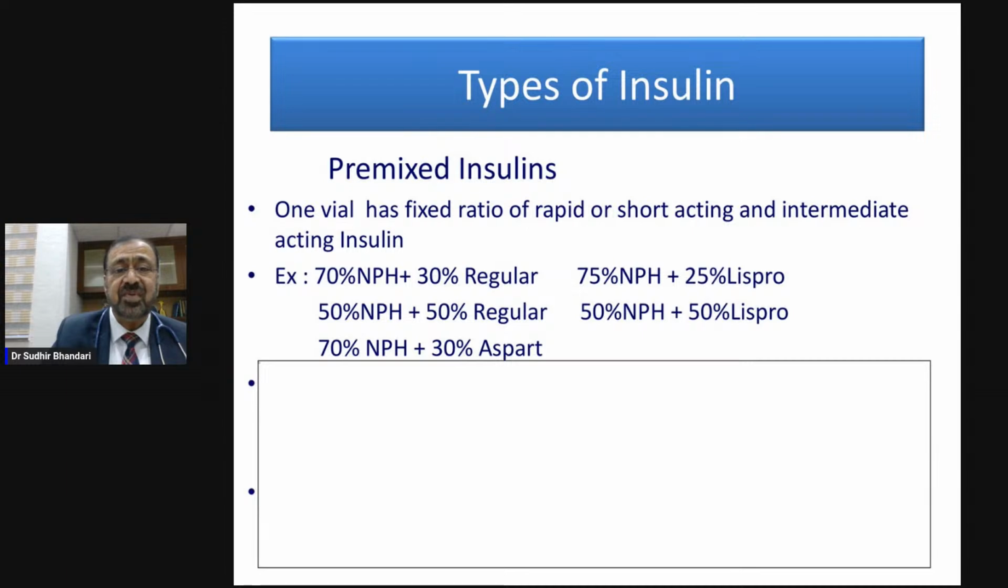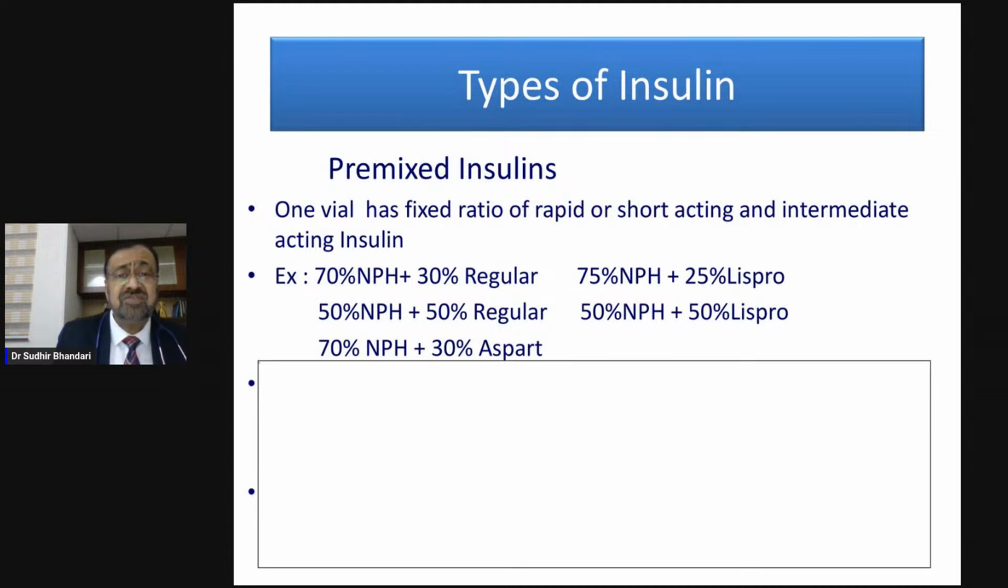Then you need to have a perfect knowledge about types of insulin. The types of insulin could be premix insulin, which could be 30/70, 50/50, or 25/75 in case of analogs. When we talk about 30/70 or 75/25, it means the long acting is 70 and short acting is 30 or 25. This is used twice a day in those people who take three proper meals: breakfast, lunch, and dinner.